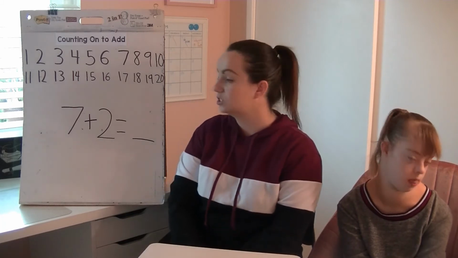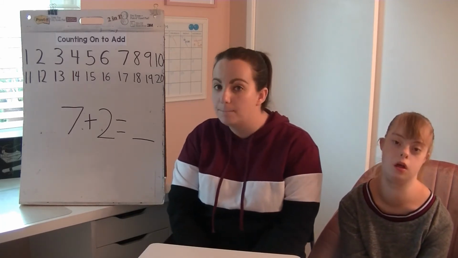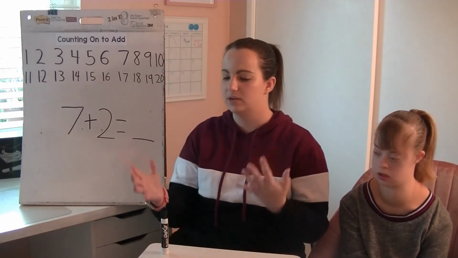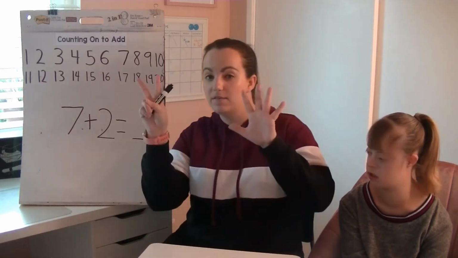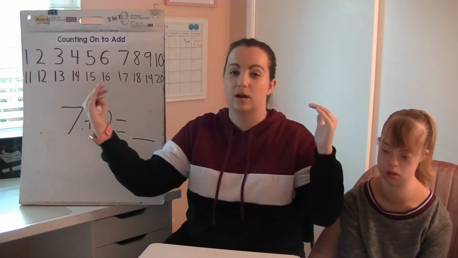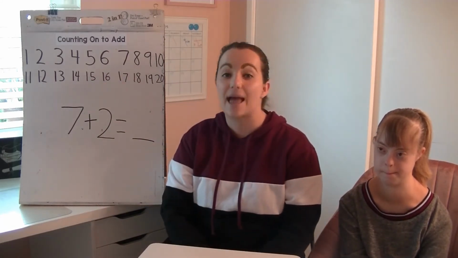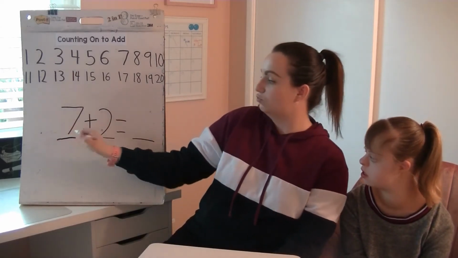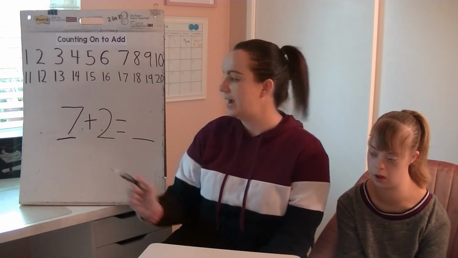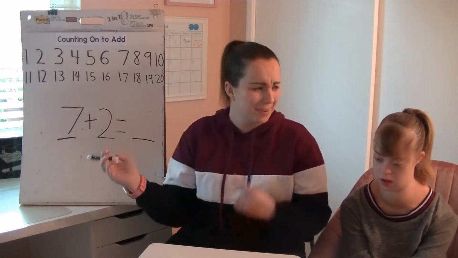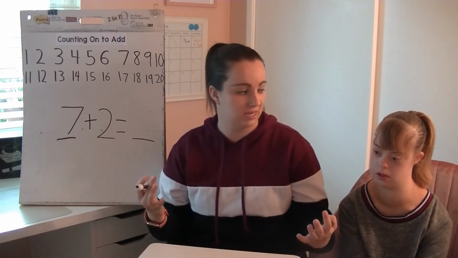When we're counting on, we start with the bigger number, okay? What's the bigger number here? 7 or just 2? What's the bigger or greater number there? 7. That's it. 7's the bigger or greater number. So I have 7, and I know I need to add on 2 more. But I don't have any pennies to help me.